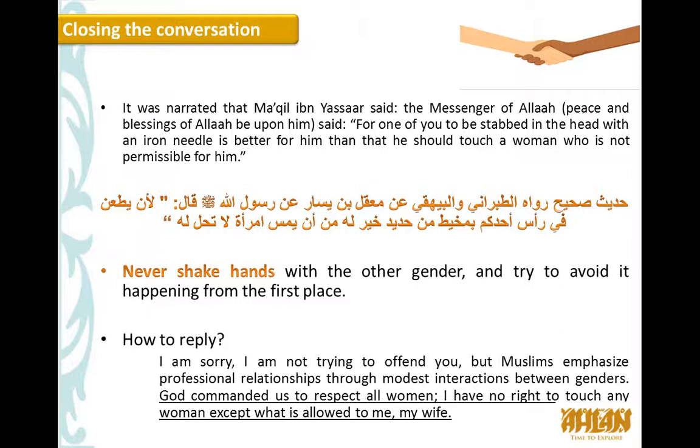And for myself, I once had an incident like that in the United States. A girl tried to shake hands with me, and I replied with that, and she said, okay, I respect that, and it's okay. So this leaves them thinking about Islam and thinking about how this religion puts these modest interactions between genders.